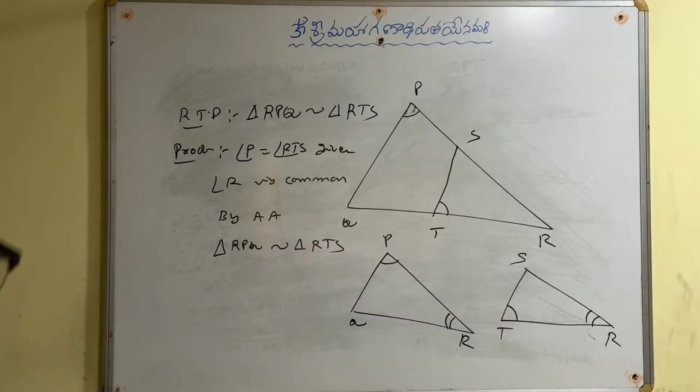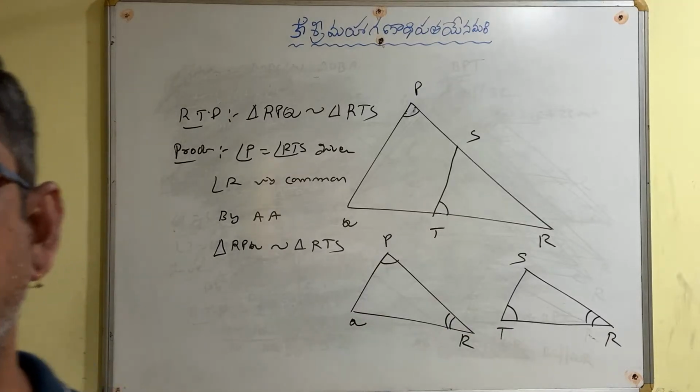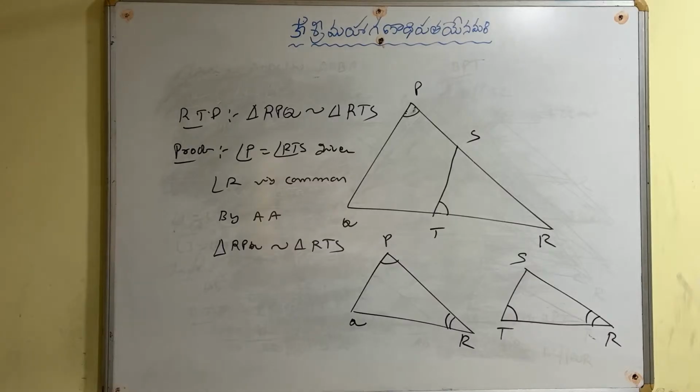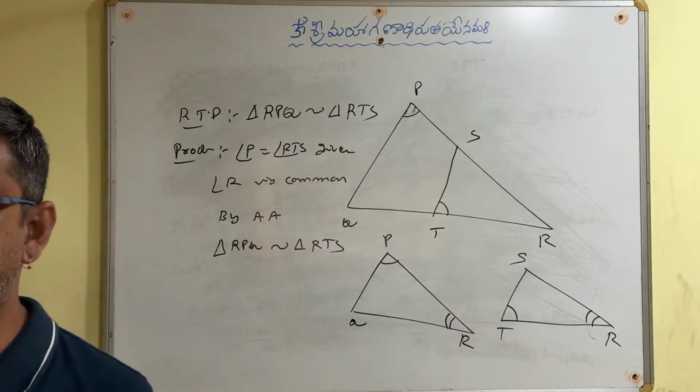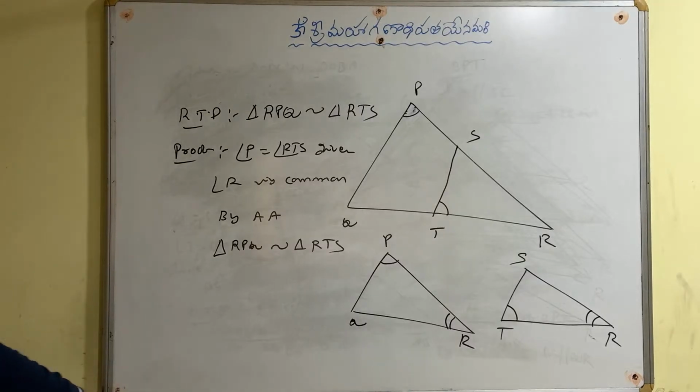Okay? Simple problem. If you don't understand the combined figure, try to draw the figure separately, two triangles separately, which we have to prove similar. Then the problem will be easy. Angle R common.